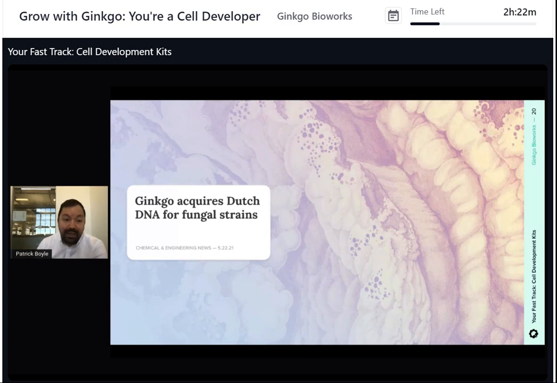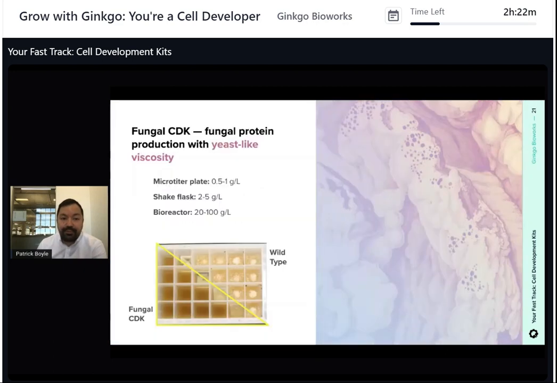The folks at now Ginkgo Netherlands are experts in engineering filamentous fungi. So perhaps the best known strains in this space are Aspergillus niger and Trichoderma. For today, the fungal CDK that we're presenting to you is an Aspergillus niger-based strain that, again, if you're familiar with the industry, is a type of strain that's really been proven in industrial manufacturing. The unique thing about the strains that we've developed via our Ginkgo Netherlands division is that not only are these strains highly productive industrial filamentous fungal strains, they also have low viscosity.